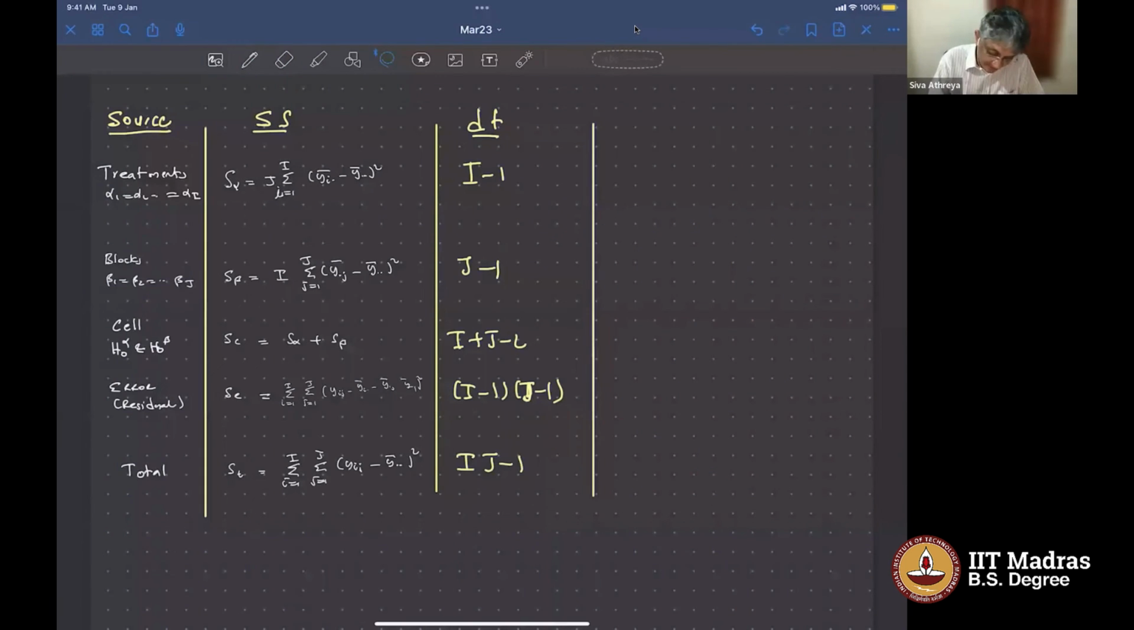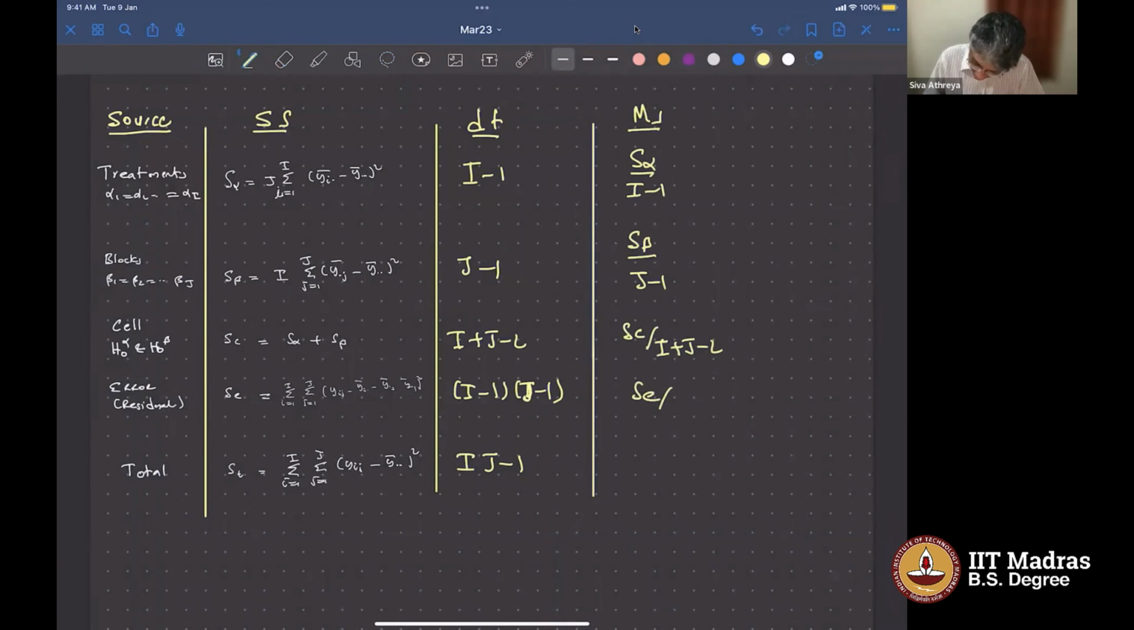And the last one is the mean squared, so you do the same thing. The mean squared is S alpha by I minus 1, S beta by J minus 1, and this is S_C by I plus J minus 2. And this is S_E by I minus 1 times J minus 1. And the last one, S_T, you don't do anything. Then make it a little smaller so that the F statistics fit down.